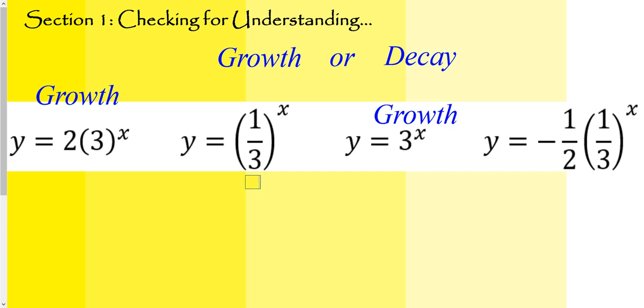Now, here, the thing that the exponent is on is not bigger than 1. That is a decay. Now, technically, we would have to say it's decay because the thing that the exponent is on is between 0 and 1. Same idea here. This is between 0 and 1, so that one is also a decay.